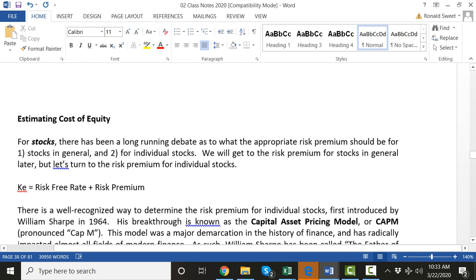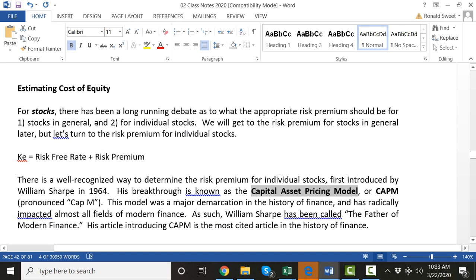All right, so let's get to the cost of equity for stocks. This is much more difficult, much more theoretical, much more subjective. So the way we're going to do this, we're again going to use a risk-free rate plus a risk premium, but we're going to use a famous theory in finance.